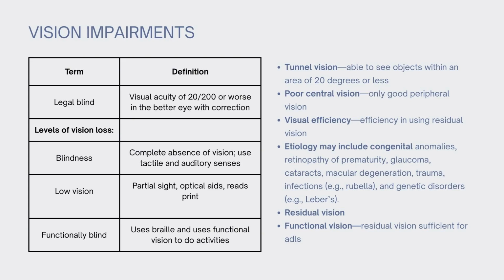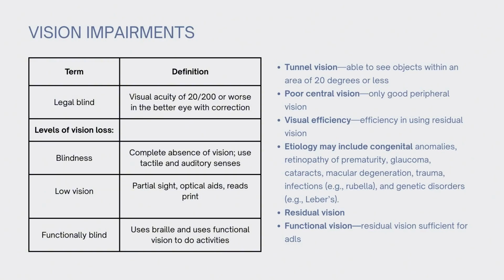Legal blind, so their visual acuity is of 20/200 or worse in the better eye with correction. And then there's different levels of vision loss. Blindness, so complete absence of vision. Use tactile and auditory senses. And then low vision, so they're partially sighted, so they use optical aids and can read print. And then functionally blind, uses braille and uses functional vision to do activities.